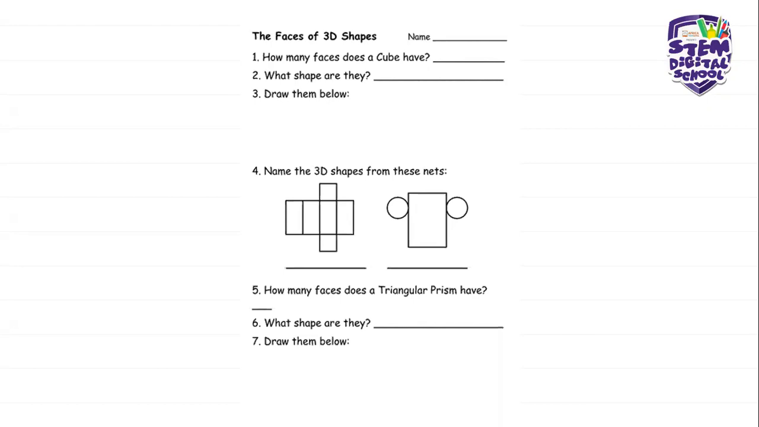Right, now we have to name the 3D shapes from this net. Remember, in order to construct any 3D object, you can start by constructing a net. And thereafter, you can use those nets to construct your 3D shapes or objects rather. I normally call them objects because these are things that you can actually hold. It's not just a shape that you can draw.